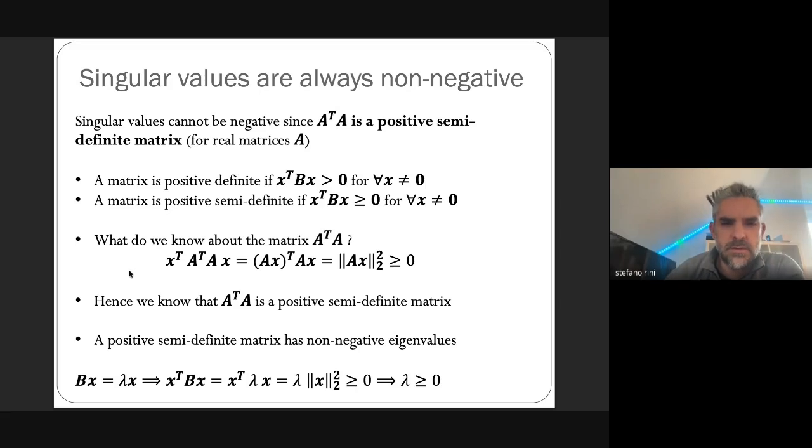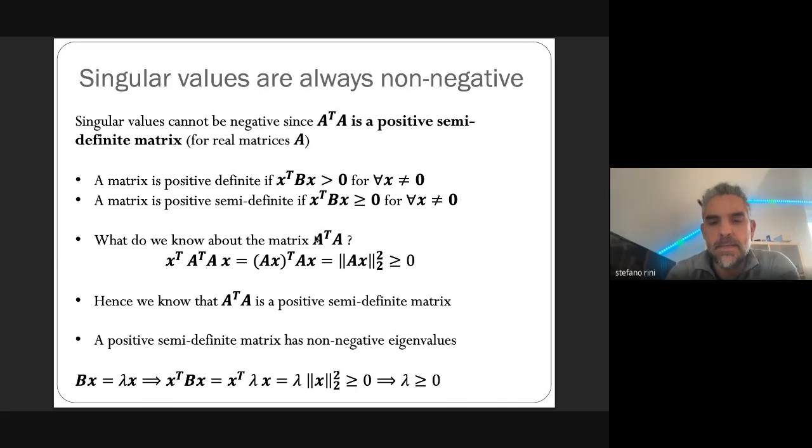So because, remember that the definition of positive definite is that x transpose B x is greater than 0 for all x that are not equal to 0. So the matrix is positive semi-definite if we allow for the equality sign.